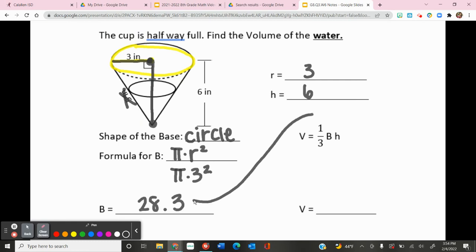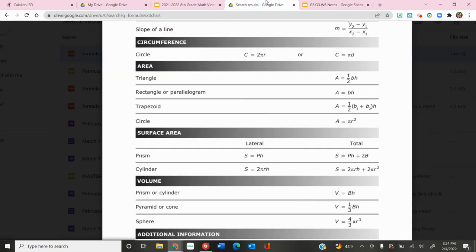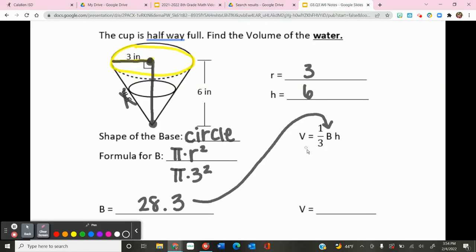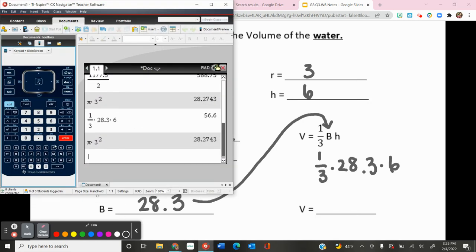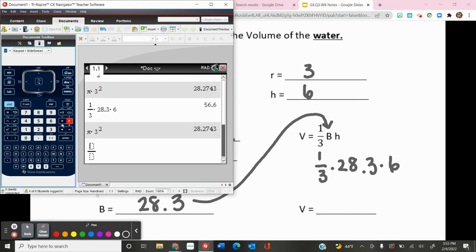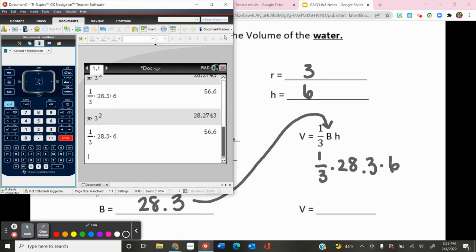Now I'm going to substitute this into my formula, which is volume equals 1/3 times the area of my base times my height. And again, you can find this on your formula chart. The formula for volume of a cone is V equals 1/3 times big B times little h. So here we have 1/3 times 28.3 times the height of my cone, which is 6. So now going to our calculator, we're going to type Control, divide, 1 on top, 3 on the bottom, times 28.3 times 6. And we get 56.6.